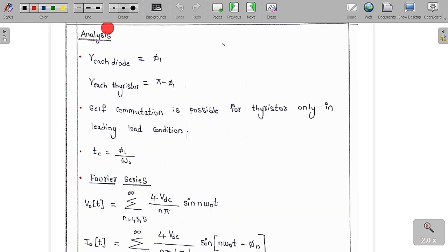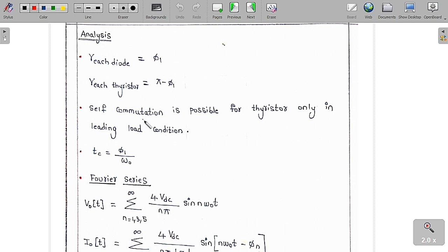So now we are going to do some more analysis of the circuit. I have already told you, from the graph you can see clearly, irrespective of whether it is overdamped or underdamped, the conduction angle of each diode is equal to phi 1, whereas the conduction angle of each thyristor is equal to pi minus phi 1.